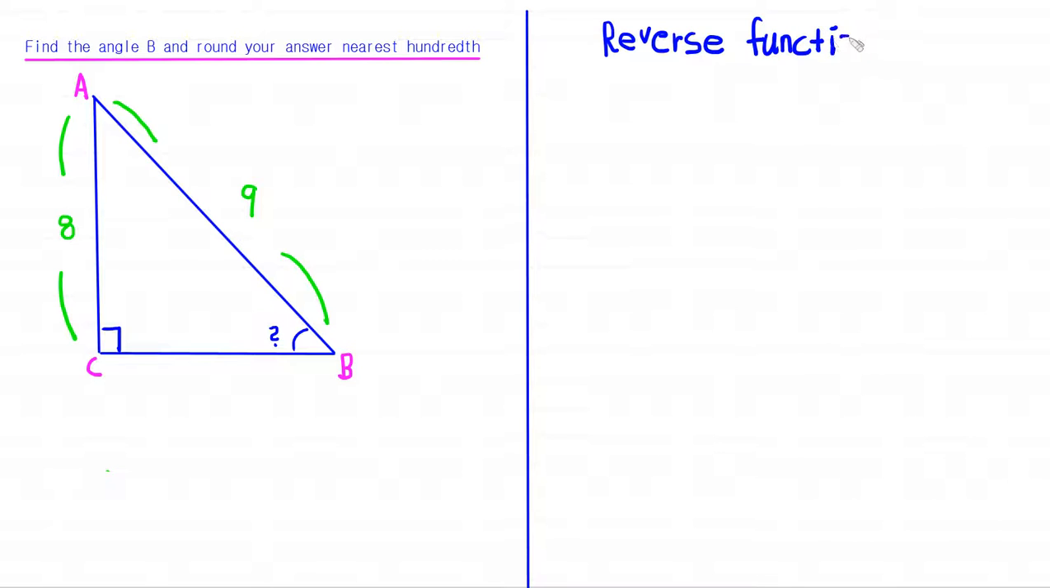The example of reverse functions only applies when we are finding angles using sine, cosine or tangent. So it is a reverse function, and an example is right down here. Let's say sine of something that we don't know, sine of theta is equal to 8 over 6.